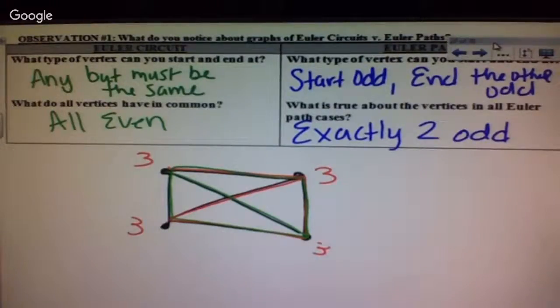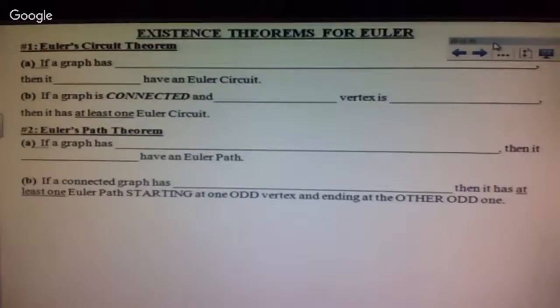I don't want to say yes, but we're going to do a lot more examples today. So hopefully that will help. Okay, so you just came up with these theorems all on your own.